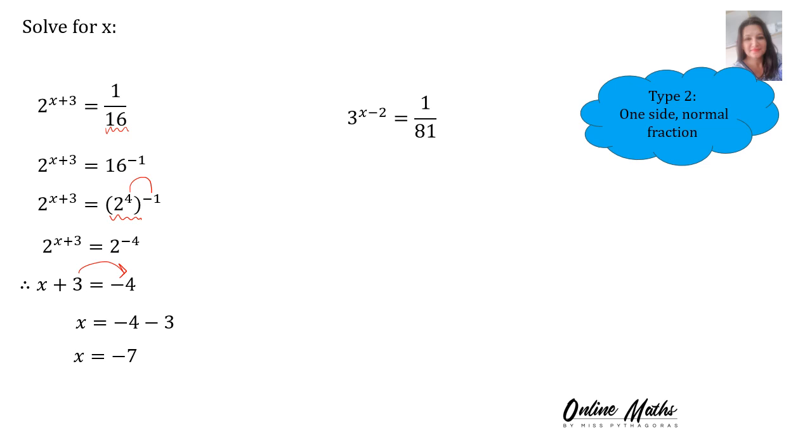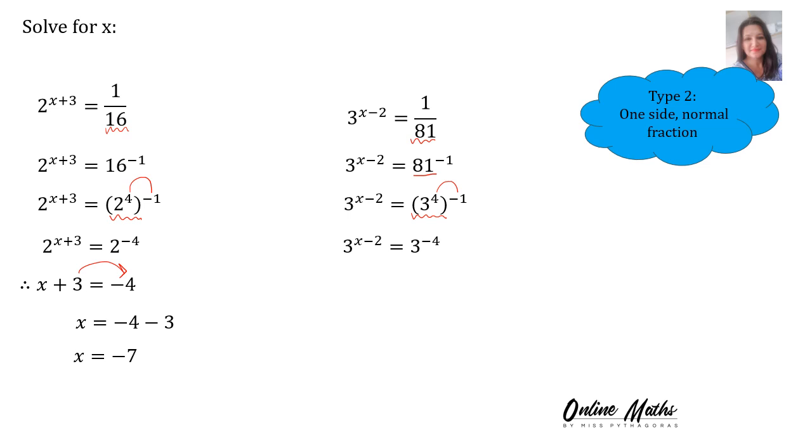On the second example, again, you can recognize it as a type 2 since on one side there's a normal fraction, the 1 over 81. Again, you write 1 over 81 as 81 to the power of negative 1. And now you prime factorize 81, which is 3 to the 4. And again, please note, I wrote it inside a bracket. And now I'm going to multiply the two exponents. So on the right, I end with 3 to the negative 4.